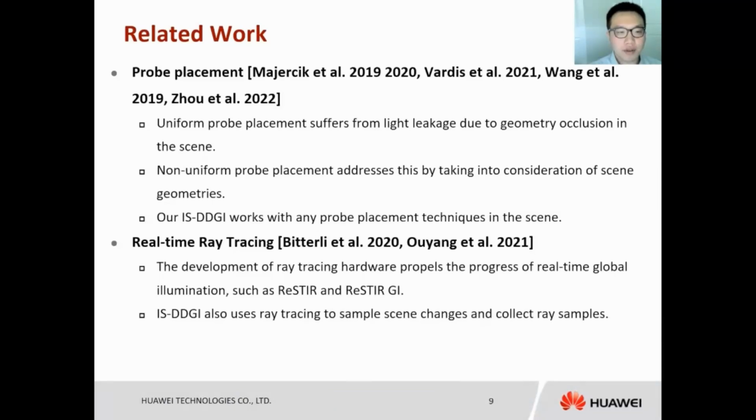Uniform probe placement approaches suffer from light leakage. Non-uniform probe placement addresses this by taking the scene geometry into consideration. Our I3D work works with any probe placement technique.